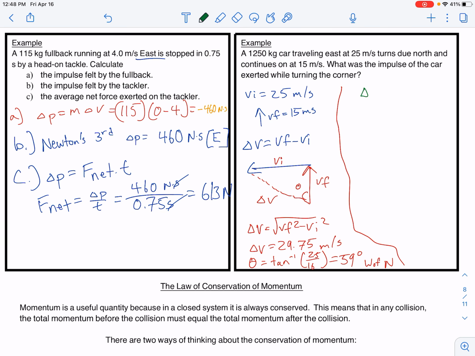Now, really, all we're trying to find is just what is the impulse, right? So using that mass, using that change in velocity, which again, I used a little bit of trig to solve for. All right, and our impulse is 36,000 newton-seconds.